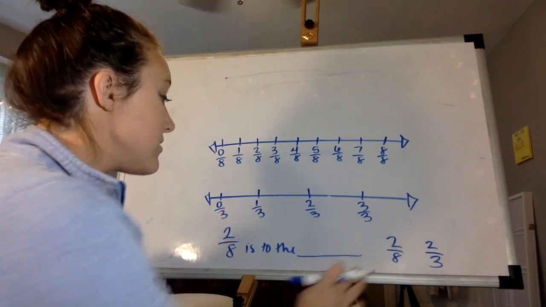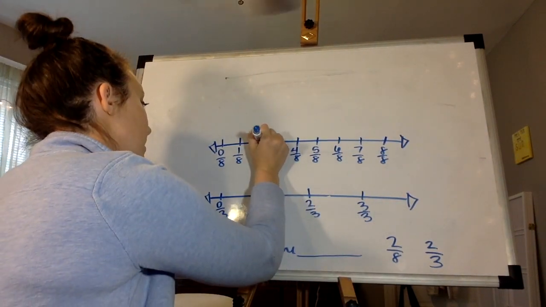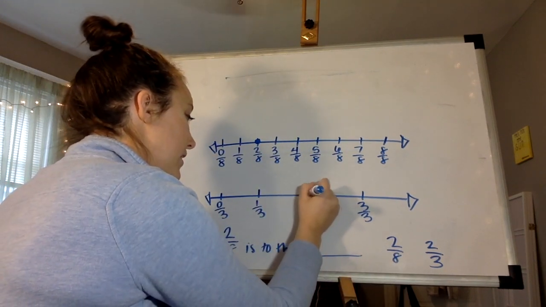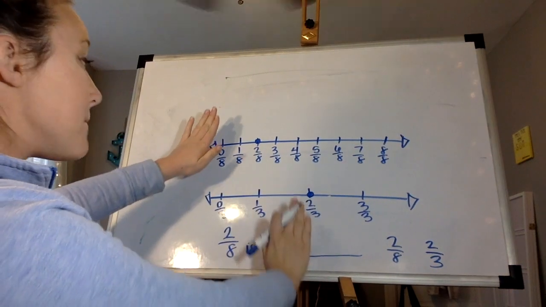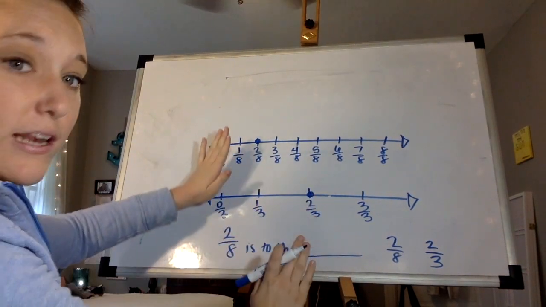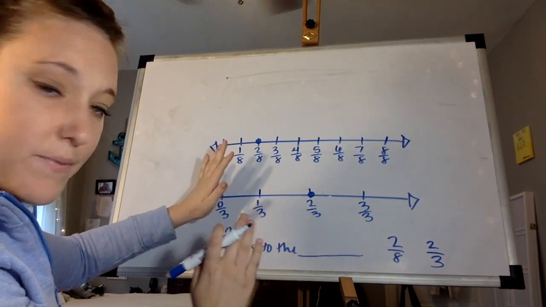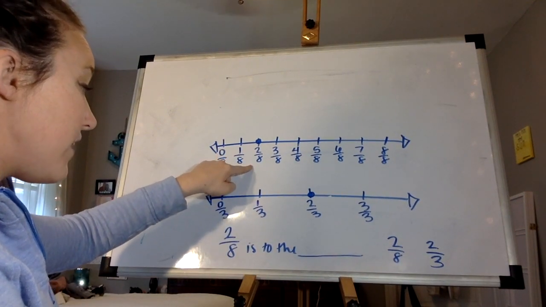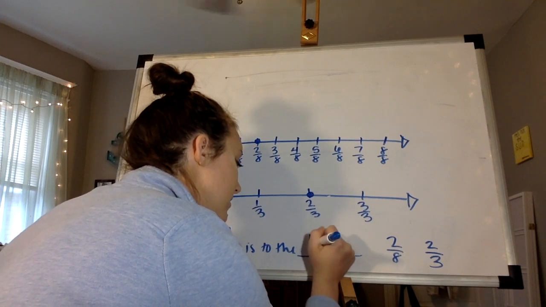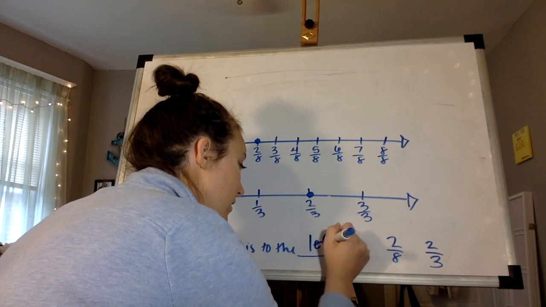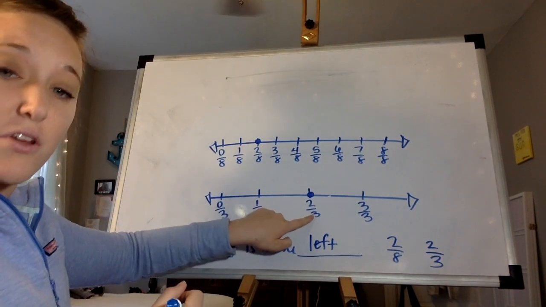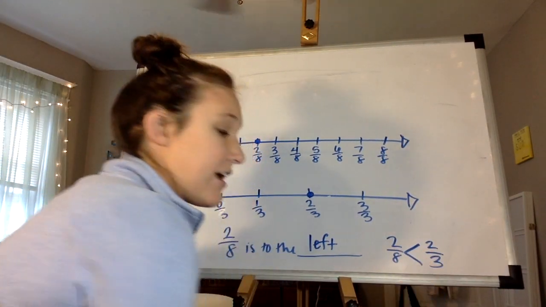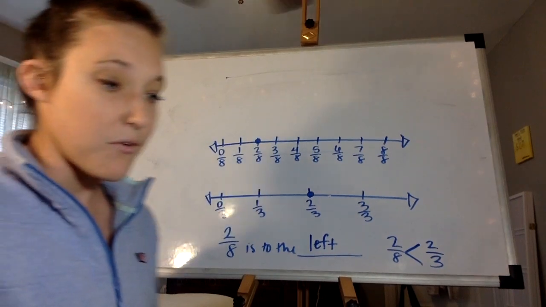Okay, so if I'm plotting my 2/8, I'm looking right here. And plotting 2/3, I'm right here. So now I need to look at both of them simultaneously, okay? So I need to look at both of them at the same time. So 2/8 is to the left of 2/3, which would mean that 2/8 is less than 2/3, okay?